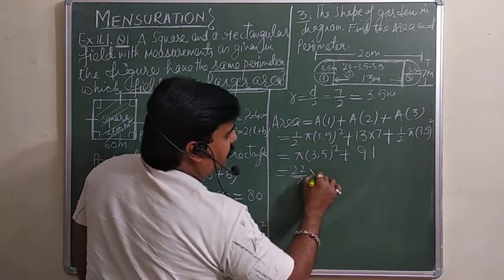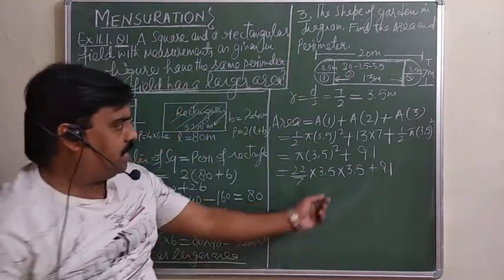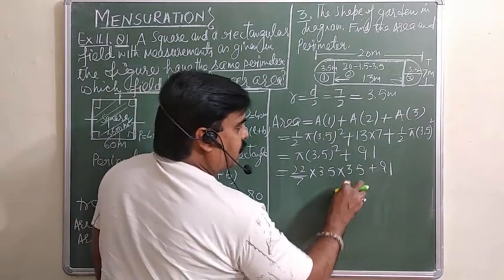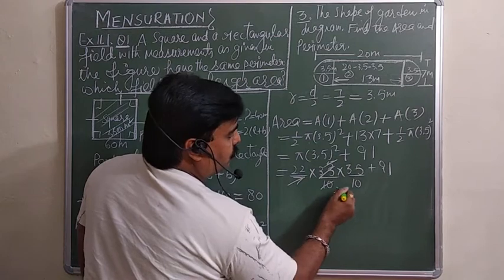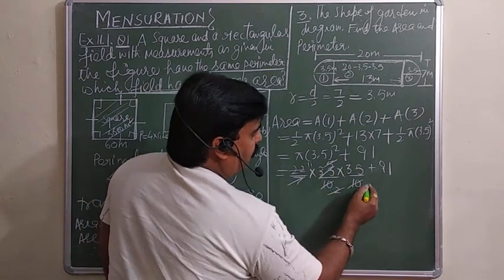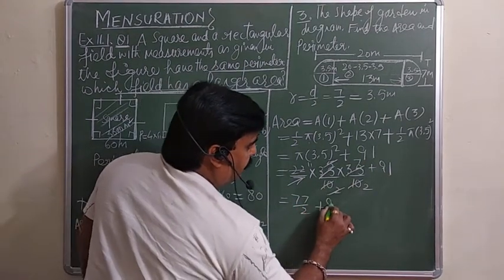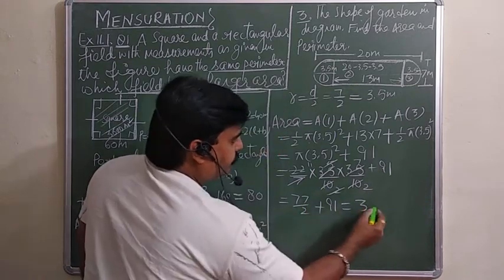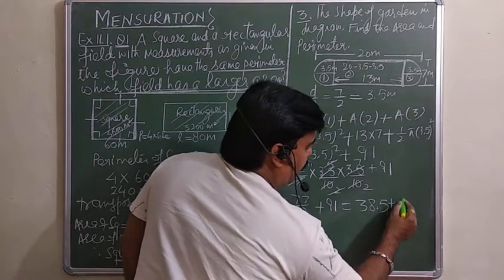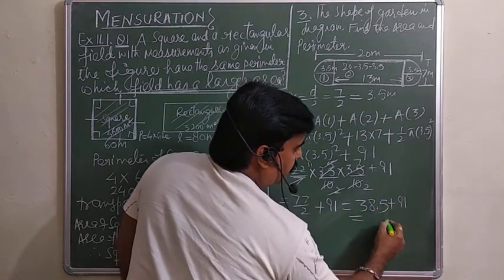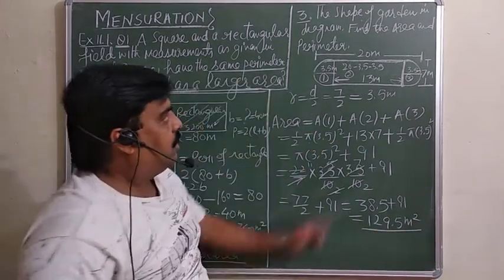Pi is 22/7. This is 3.5 into 3.5 plus 91. For our own convenience, what we will do? Remove the decimal from here. This is 10 and 10 is here. 7 5s are 35, 5 2s are 10, 11 5s are 55, so 77. So here you are getting 77/2 plus 91. So this is 38.5. 2 3s are 6, 2 8s are 16, 38.5 plus 91. You can add them. This one you will get 129.5 meter square. This is the area of this plot.